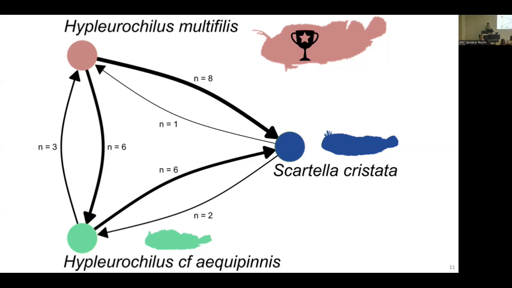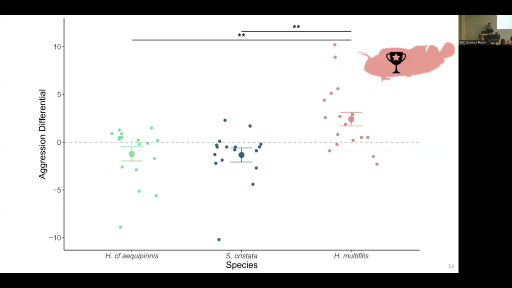and Scartella the least. But does that trend hold true when we look at aggression differential directly, the actual quantitative levels of aggression? And the answer is yes, definitely yes. So this is aggression differential across all 3 species, regardless of who they're competing against. Multiphilus has significantly higher aggression differentials than both other species. This 0 line again demarcates winners versus losers. So you can see there's only 4 multiphilus losers that are below that line. Not only are most of the multiphilus above the line, but several of them are above it by a lot. They're winning by a fair amount.